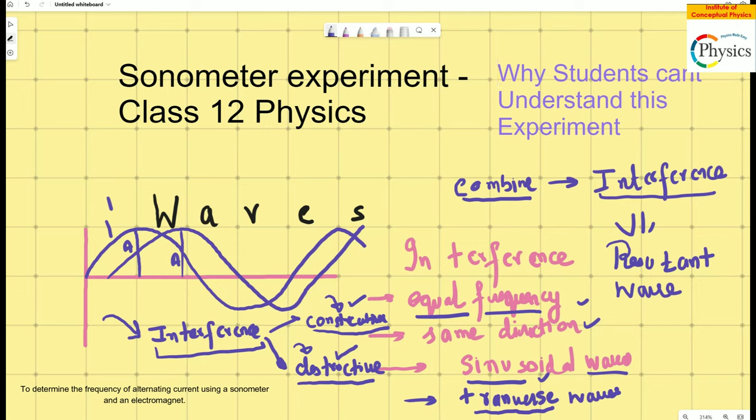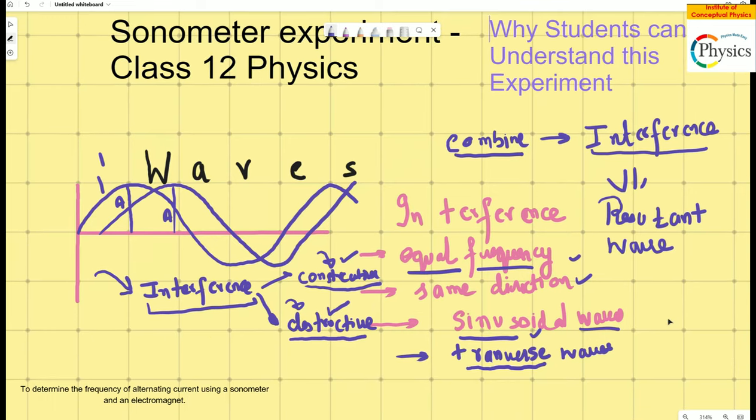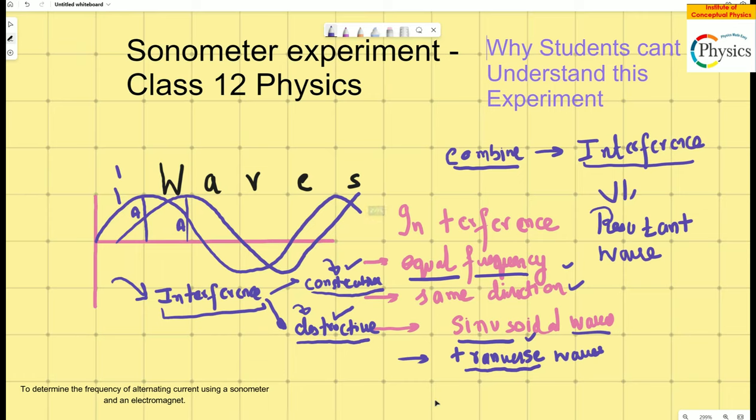If you want to do the sonometer experiment and face the viva, you want to be able to answer the examiner who comes and talks to you about it. You should know that there is something called interference happening in the background. So this is a general interference we have talked about, where the waves are moving in the same direction. That is a very important point.